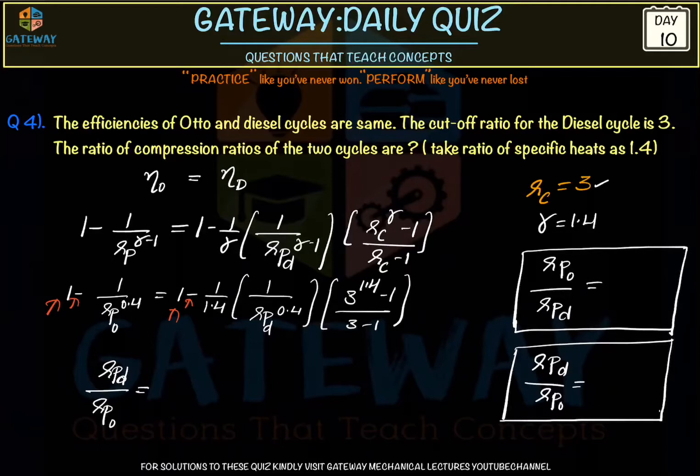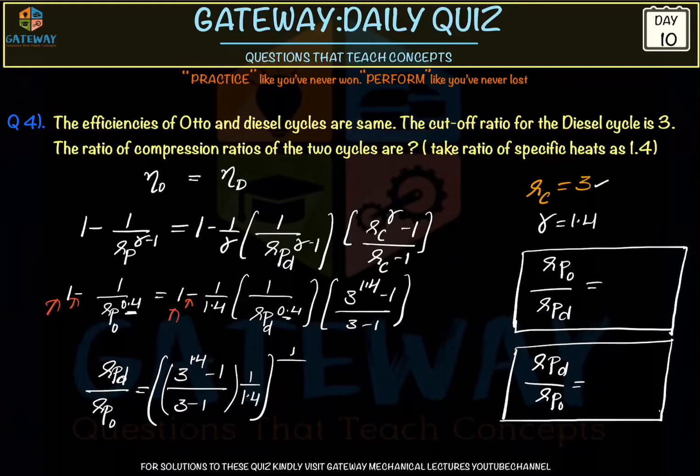And this will be 3 power 1.4 minus 1 upon 3 minus 1 into 1 by 1.4, and once this 0.4 on both sides goes to the other side, it will be 1 by 1.4. Once we calculate this Rp of diesel upon Rp of Otto, it comes out to be 1.94. Okay, then we will do the reverse of this, Rp of Otto upon Rp of diesel, that comes out to be 0.5154. Okay, and these were the answers to this question.